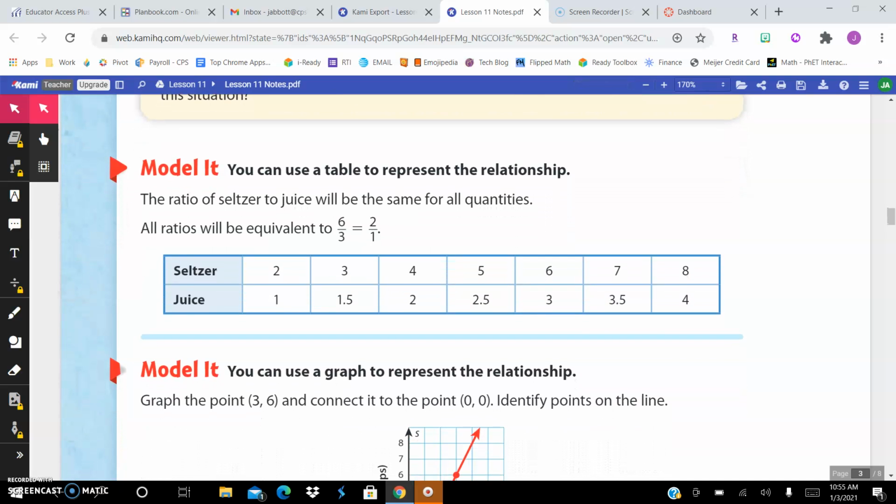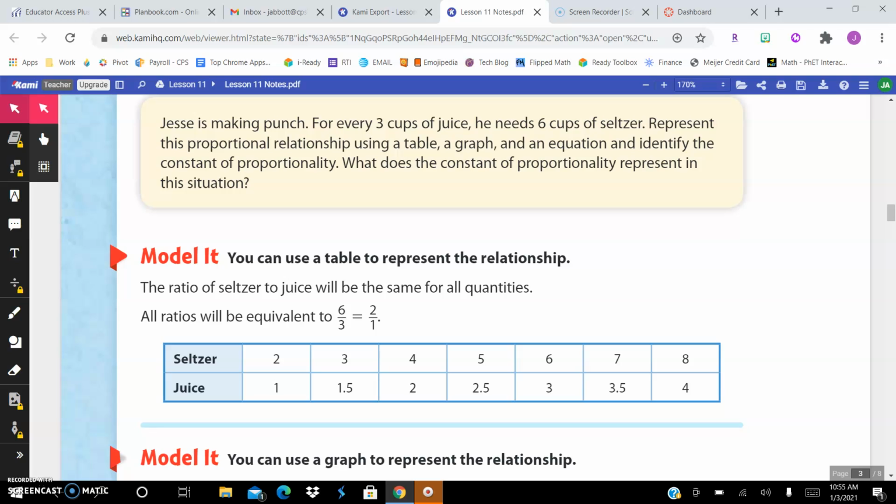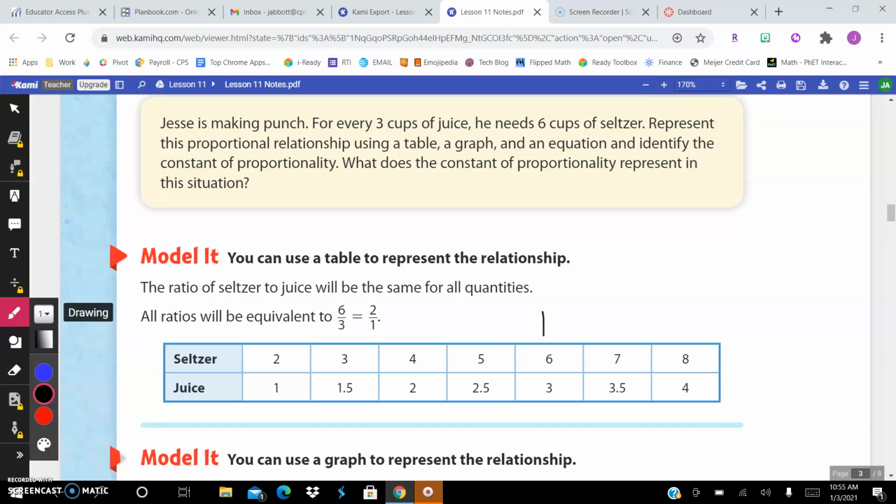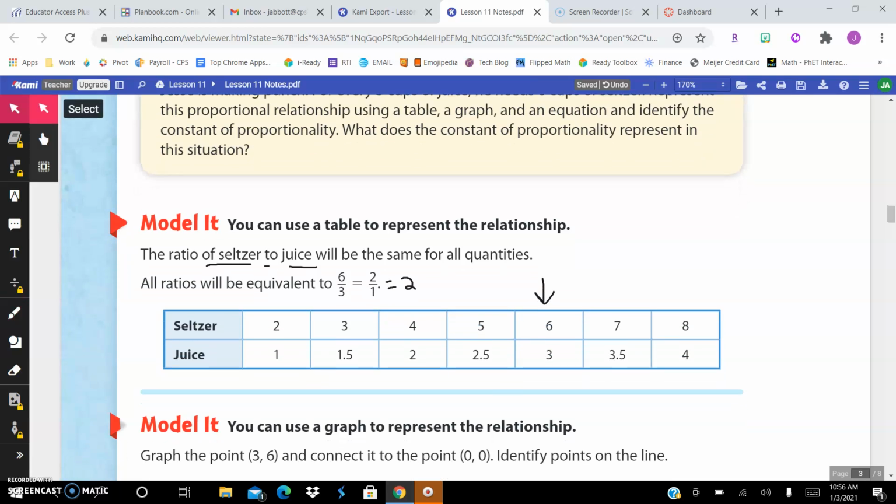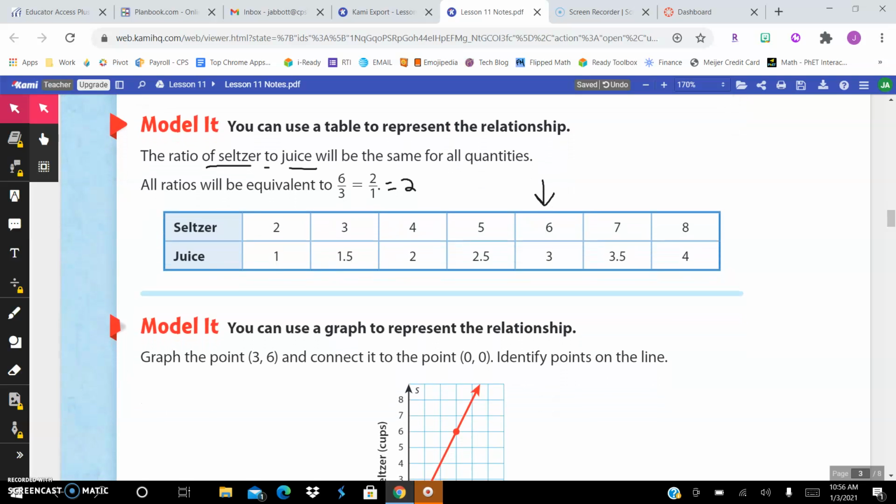So we're modeling it here. So here is a table where every 3 cups of juice, we need 6 cups of seltzer. So that ordered pair is given right here. When you read this, the ratio of seltzer to juice, so seltzer is the top number in your ratio. So 6 over 3 simplifies down to 2 over 1, which simplifies down to 2. Then you can figure out other ordered pairs to make a table using that piece of information.